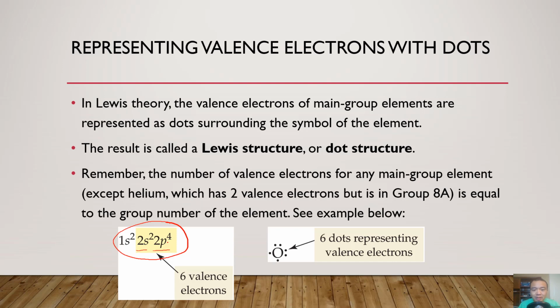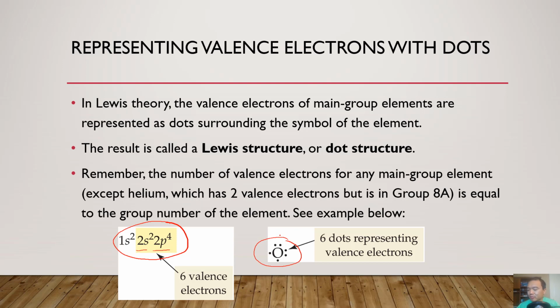To represent the valence electrons, we use a so-called dot structure. For example, the 6 valence electrons for oxygen are represented using 6 dots surrounding the 4 sides of oxygen. Please note the number of valence electrons for any main group element is equal to the group number of the element.